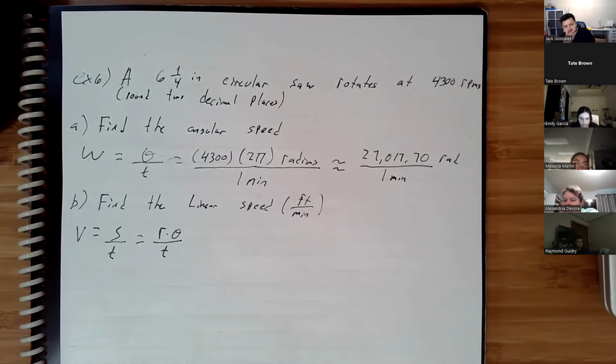Right, they tell us it's a 6¼ inch circular saw. So that's the size of the blade, the circular saw. Those are usually measured across the blade. So this is a diameter measurement, right? 6¼.